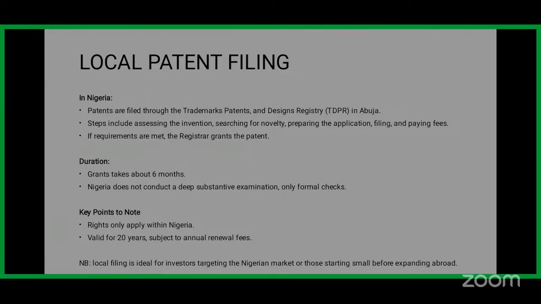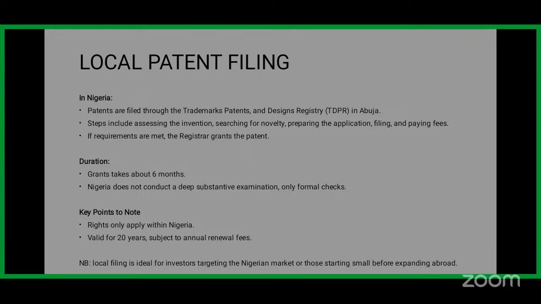Now some of the requirements are the name of the inventor, a detailed description of the invention, and also the address of the inventor. You also have to include your claims. And also if necessary, you may include drawings to describe, or put your invention in a diagram. So these are the requirements for a patent application.